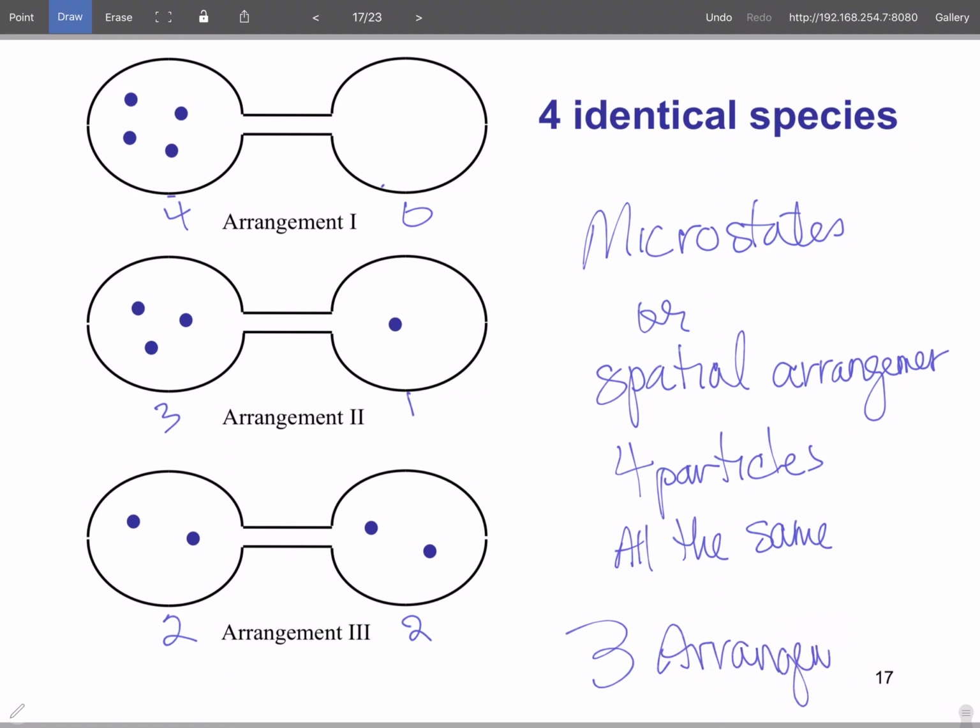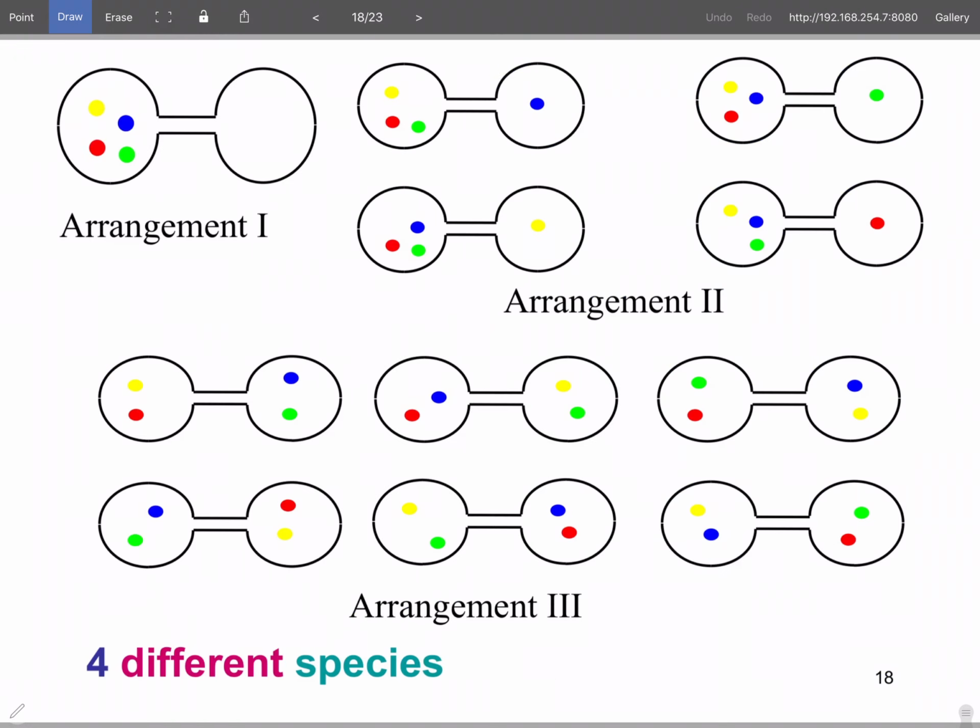So you're like, okay, that's easy to see, no problem. Now let's do it again, except this time we're going to have 4 different species. So when we have the arrangement with all 4 on one side, none on the other, we only have 1 arrangement there. We only had 1 arrangement before. But now notice we have the 3 and 1. We've moved from 1 option to 4 options because we can isolate each color.